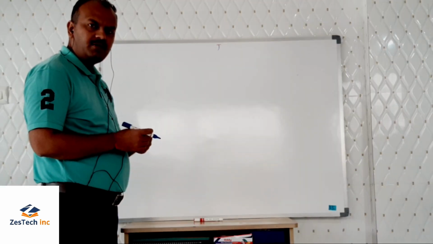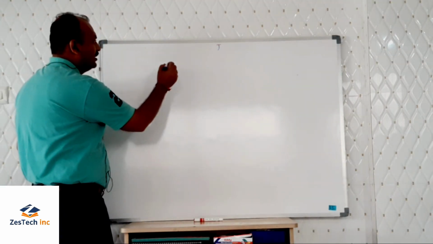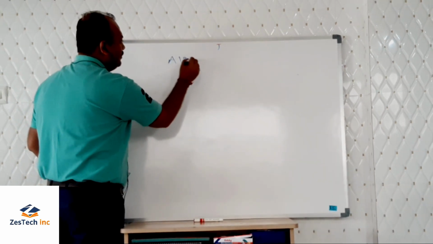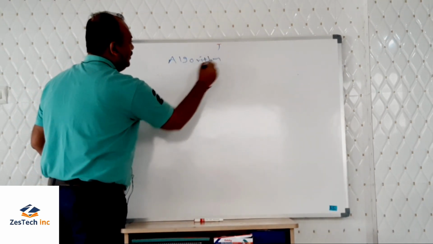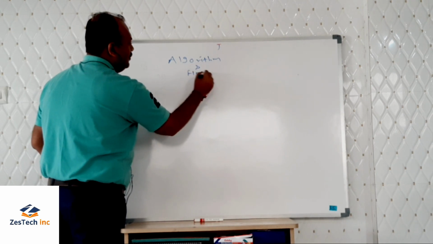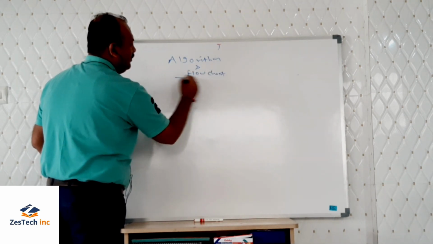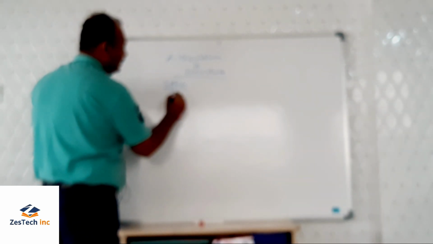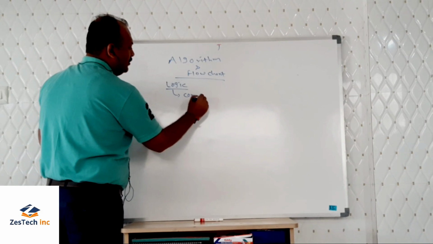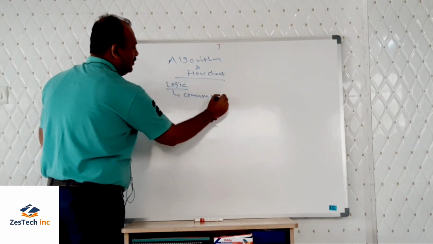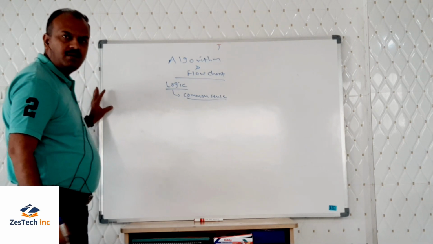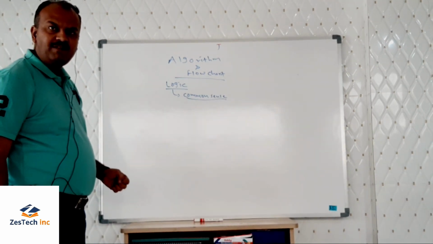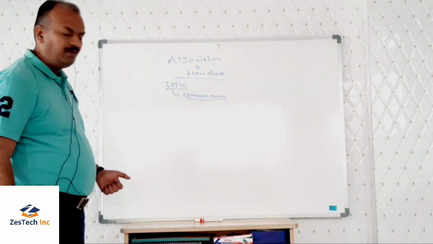Friends, today we are going to start some more concepts related to algorithm and flowchart. Before learning any programming language, it is necessary to clear the logic. The definition of logic: it is common sense. So logic is important in each and every programming language.